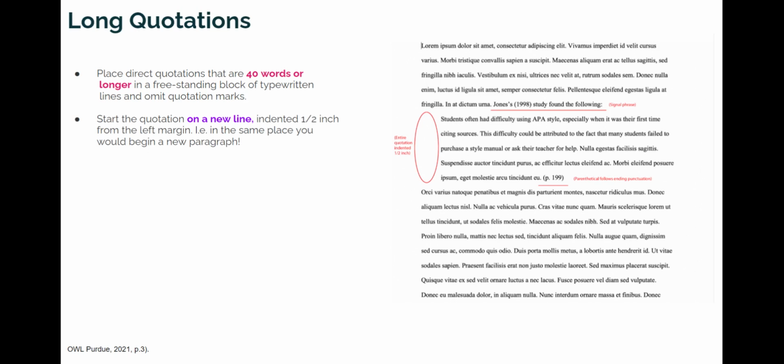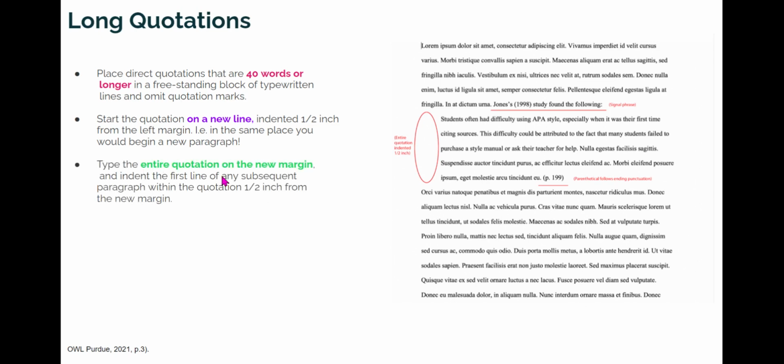So, how we indicate that it is a direct quote is that we start the quotation on a new line, indented about half an inch from the left margin. So, really in the same place that you would begin a new paragraph, but you'll notice here that it is indented, okay, half an inch here. So, it's actually inside the rest of the text that comes before and after, all right?